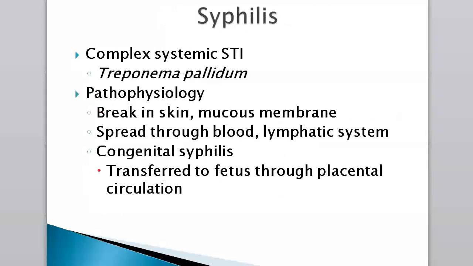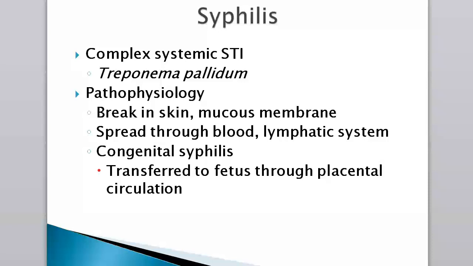And the next one is syphilis, another very common type of STI. This one is much more of a complex systemic infection. Treponema pallidum is the organism that causes this. It's an anaerobic bacteria, and it can affect any body tissue or organ, and it can be transmitted from any open lesion, or what we call a canker sore, during any sexual contact.